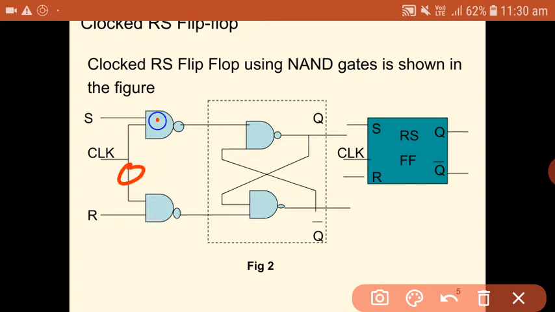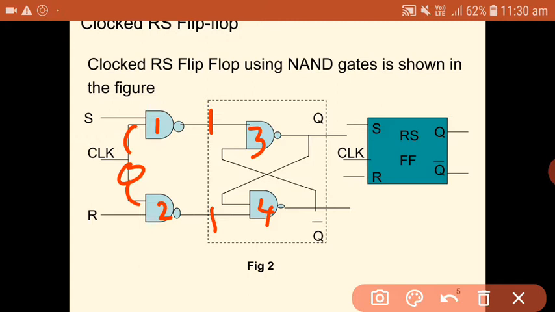That means, let us assume these are the first and second NAND gates, and these are the third and fourth NAND gates of the circuit. So to the first and second NAND gates, 0 will be one of the inputs, so that the output of the first and second NAND gates will be equal to 1.